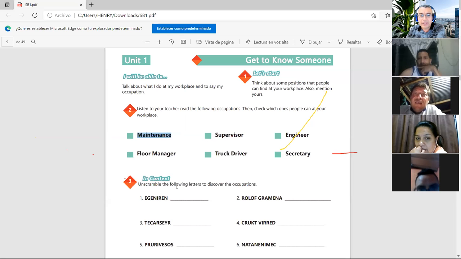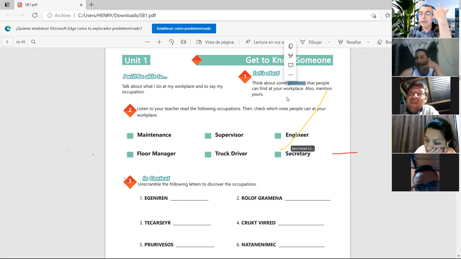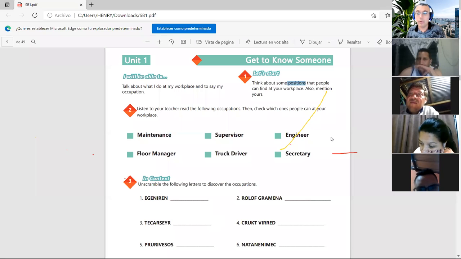Now, tomorrow, we will practice some more y luego vamos a jugar este jueguito que está aquí de Unscramble, all right? Unscramble. And I'm going to ask you, te voy a preguntar sobre lo que escribieron ahorita, okay? ¿Qué era? The positions que usted tiene y lo que hay alrededor de su trabajo, all right? Very good.